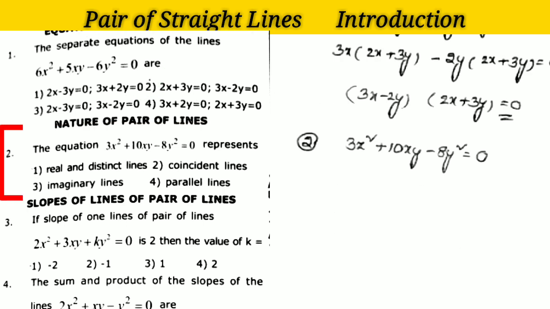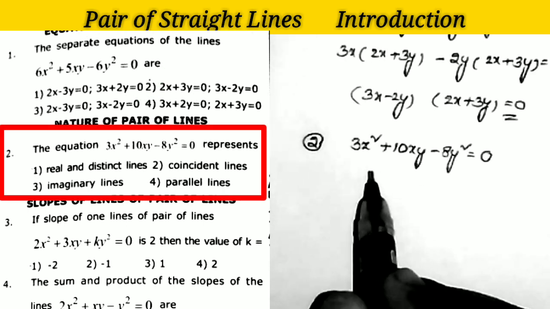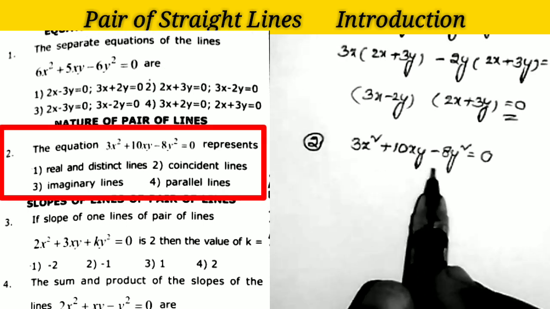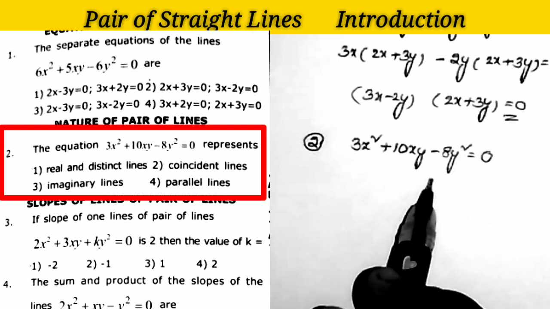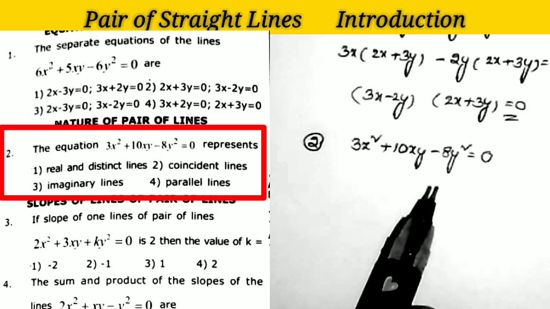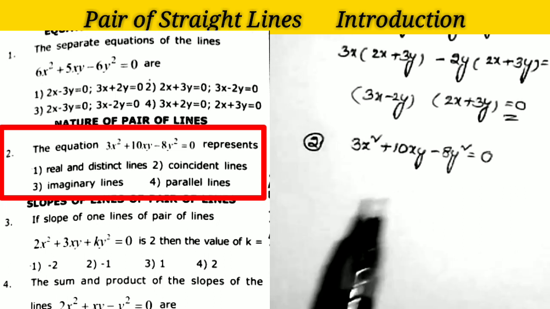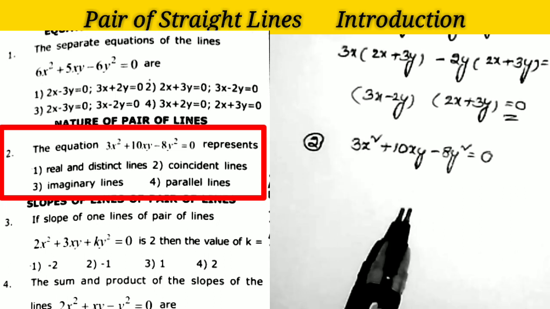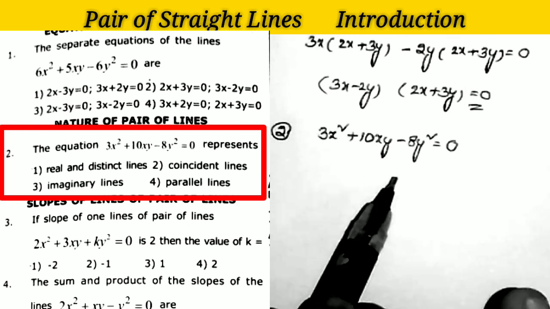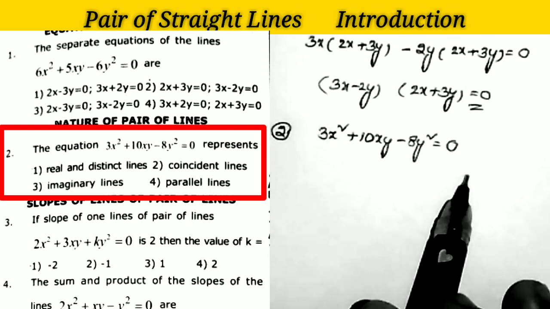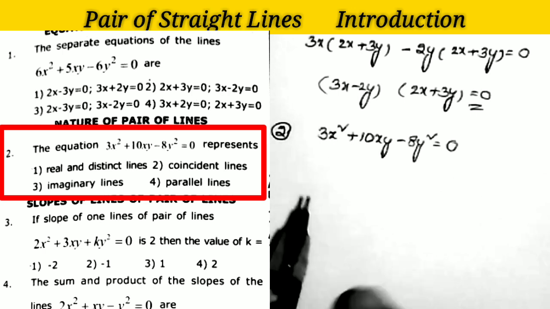That's all. Now the second problem: the equation 3x square plus 10xy minus 8y square is equal to 0 represents. So here also one equation is given. What does this represent? What are the options? Coincident lines, real and distinct lines, imaginary lines, parallel lines. Here also we have to find the lines represented by this equation, that is, again doing the factorization.